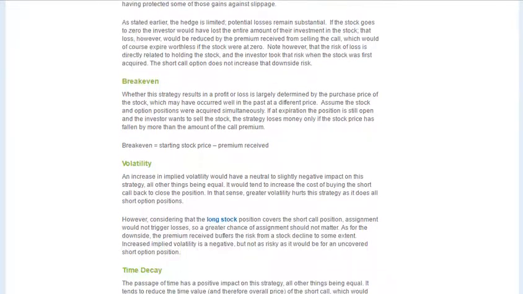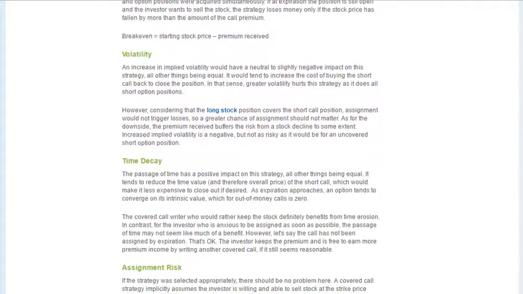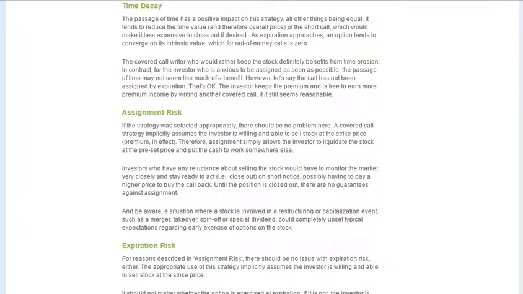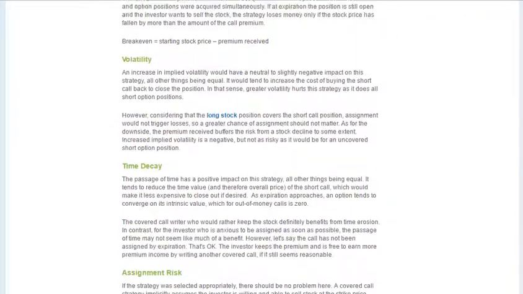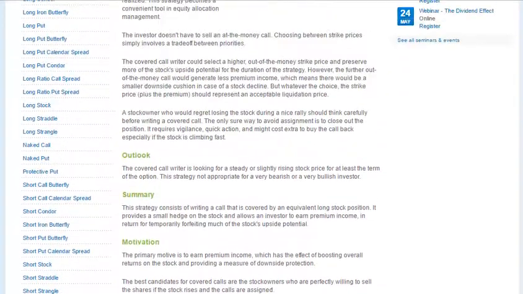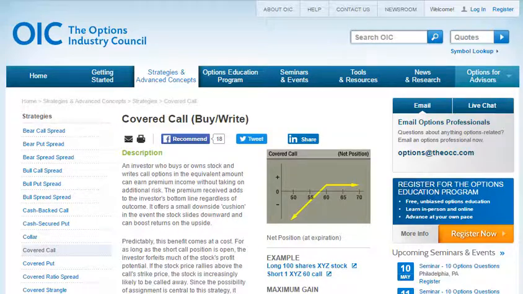A little bit about the profit and loss. Again, the break-even is the starting stock price minus the premium received. A little bit about volatility and time decay that we don't really get into in CFA Level 1. So again, this is a very nice website with very good information.